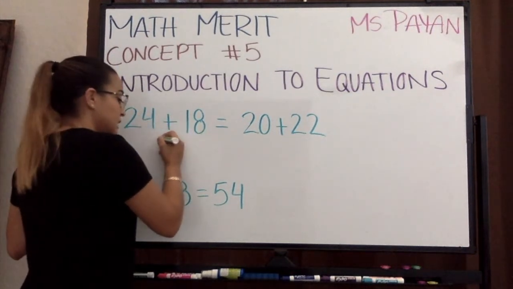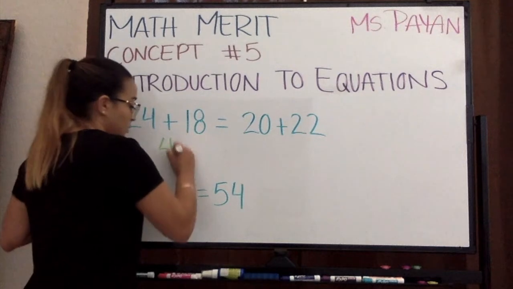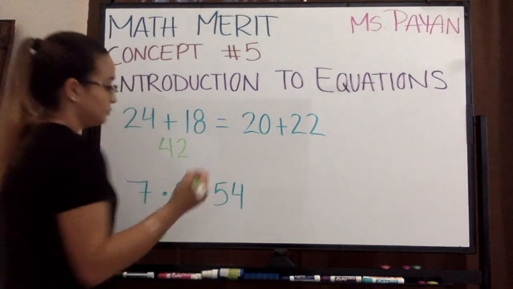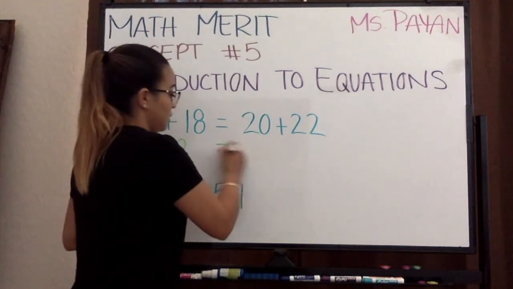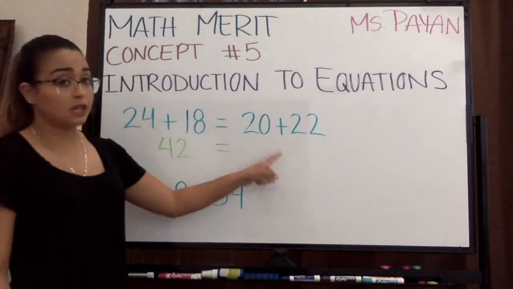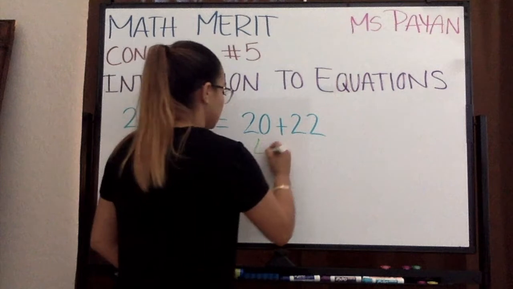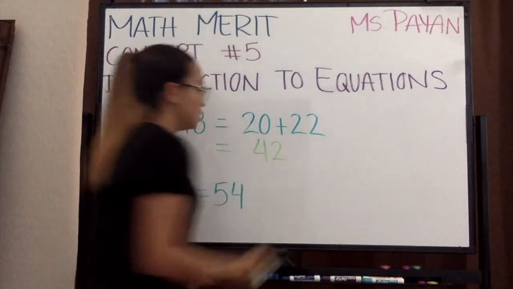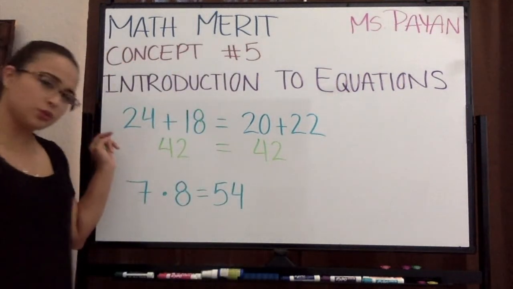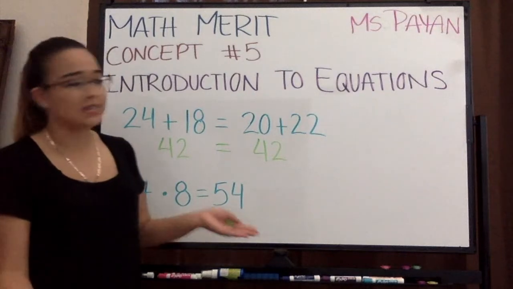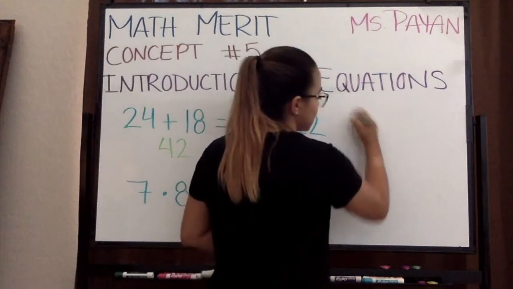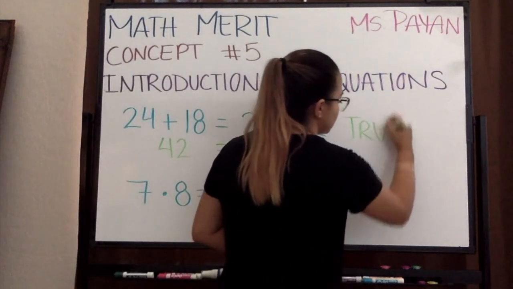24 plus 18 equals 42. And 20 plus 22 also equals 42. So was this equation true? Yes, it was. So this one is classified as true.